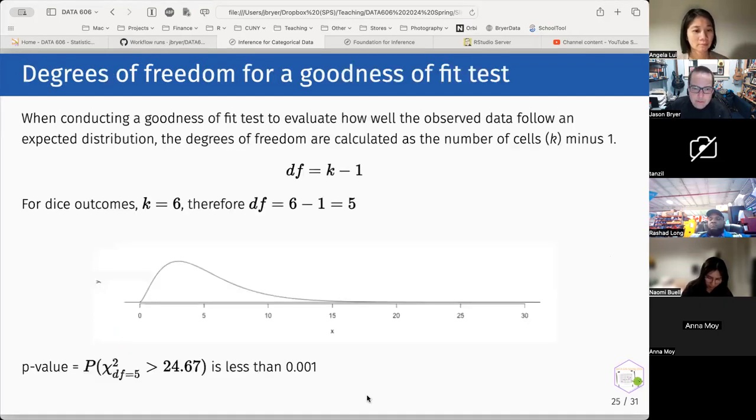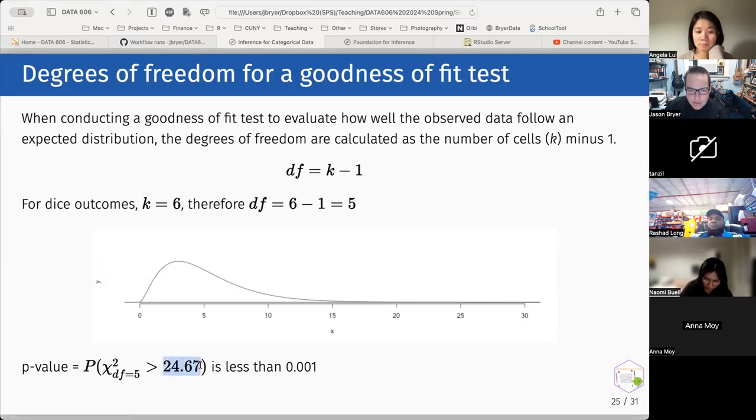Okay. So going back to our example, we had 6 dice. So our degrees of freedom is going to be 6 minus 1, or 5. So what we're going to do is look at the chi-square distribution with 5 degrees of freedom.